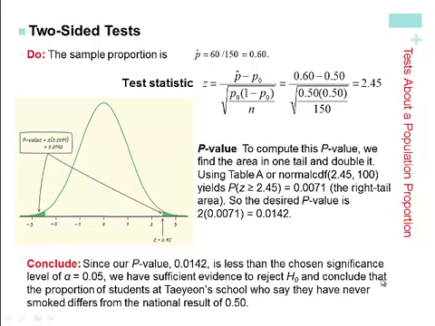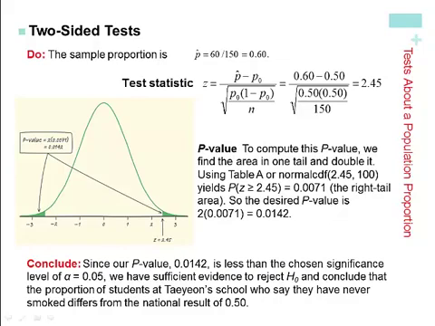Since our p-value of 0.0142 is less than our chosen significance level of alpha equal to 0.05, we have sufficient evidence to reject the null hypothesis and conclude that the proportion of students at the school who say they have never smoked differs from the national average of 0.50.